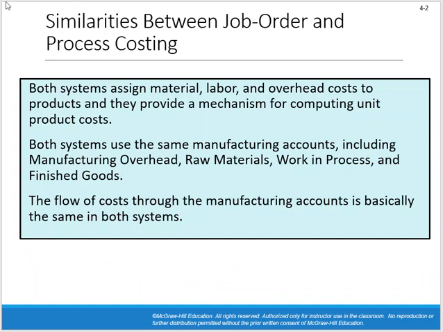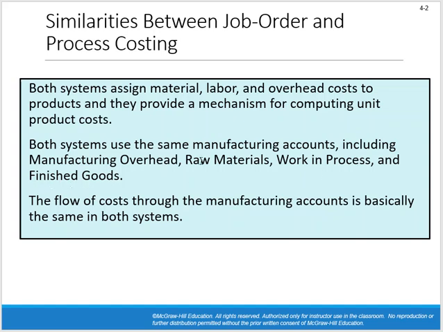So first, there's plenty of similarities between job order and process costing. Both systems are going to assign material, labor, and overhead costs to products, and they give us a mechanism to compute the unit product cost. Both systems are going to use the same type of accounts, which you've already learned, which include manufacturing overhead, which we call MO, raw materials, work in process, which we refer to as WIP, and finished goods.